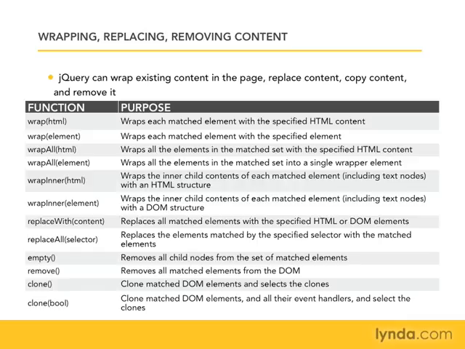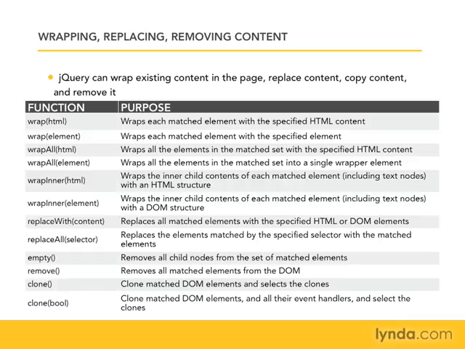For example, images can't have child elements inside them, so that wouldn't work. If I called wrap inner on a UL tag and it had a whole bunch of LIs, then all those LIs would be wrapped inside whatever I passed in as this HTML or this element. So that's wrapping. You can also replace. The replace with function, you give it some content and it will replace all of the matched elements in the result set with whatever content you specify here. And the content can either be HTML or a series of DOM elements.